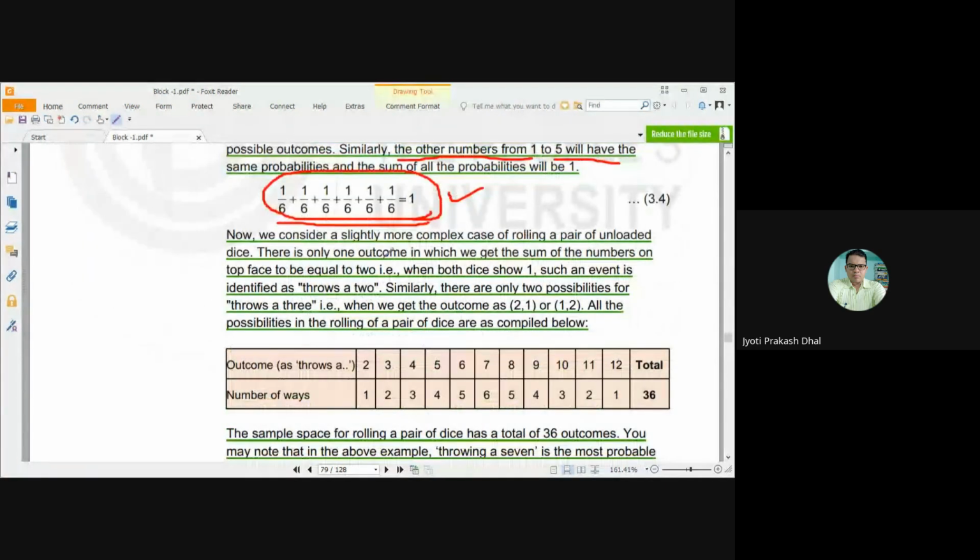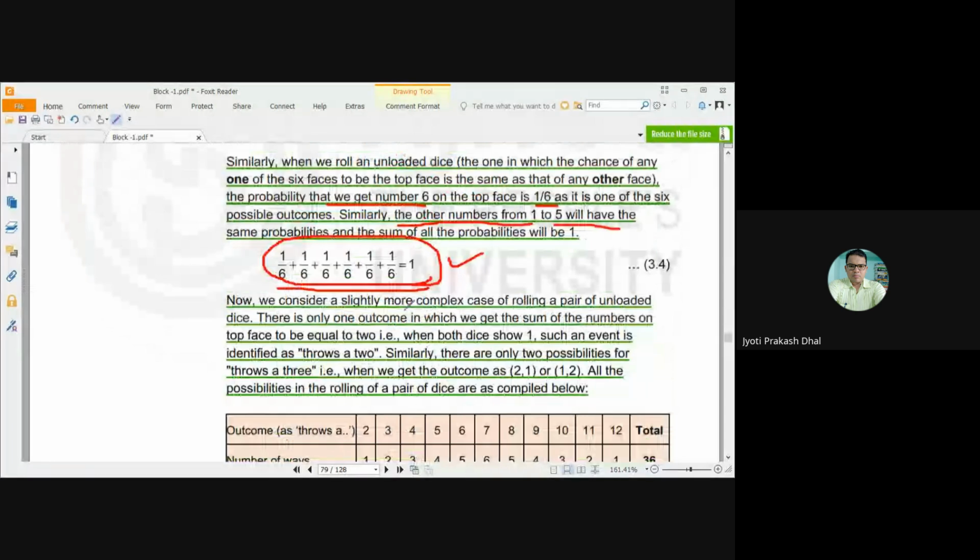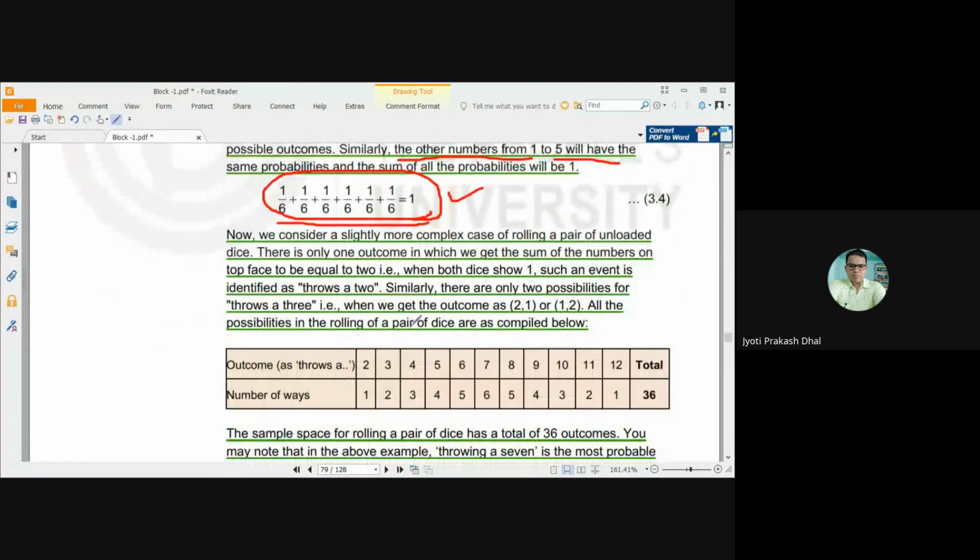Now, these are the basic principles of probability, or the basic probability theory. Before going to statistical thermodynamics, we should know the basic probability theories. Now consider slightly more complex cases of rolling a pair of dice. If you roll a pair of dice, there is only one outcome in which the sum of the numbers on the top faces equals 2. That means when both dice show 1, such an event is identified as a throw of 2.